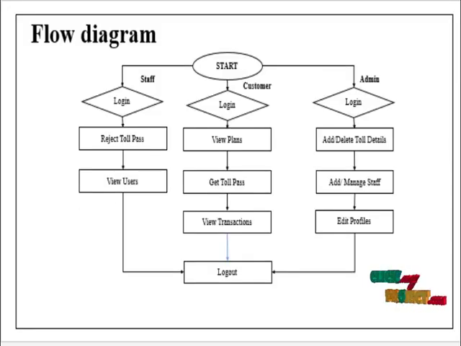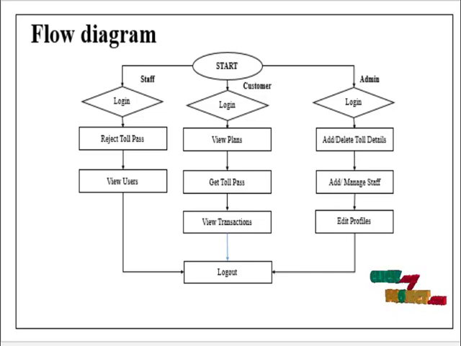Now we are going to see the flow diagram. In this project we have three modules: admin, customer and staff. The first module is admin. Admin can add the numerous toll details, and can add, edit and delete the staff details and also allocate the toll for staff. The admin can add and manage the toll plan details with pass prices and can view and edit the profile if they want.